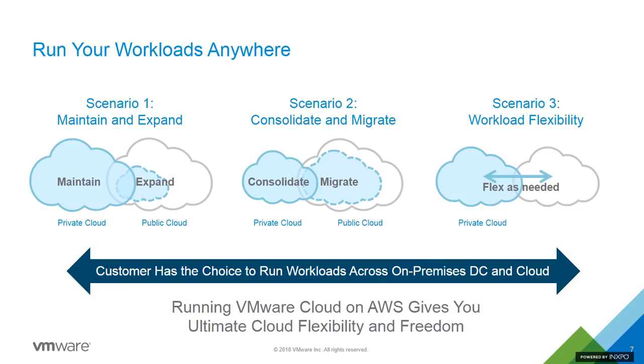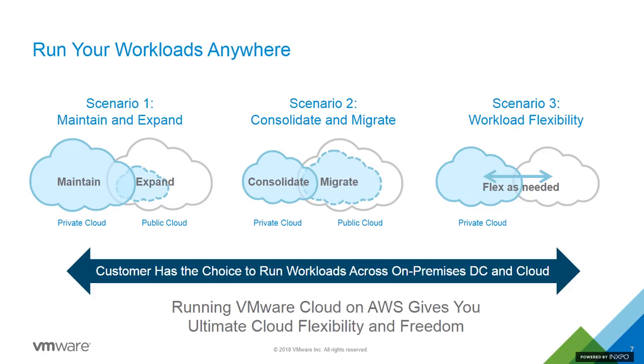So the last slide before we go into more of the technical stuff is, there are really three big use cases that we see over and over again with our customers. Our customers, when they look to VMware Cloud on AWS, generally fall into one of these three scenarios. Not all of them, but many of them do. And the first one is maintain and expand.